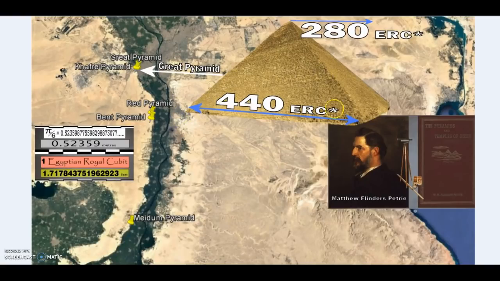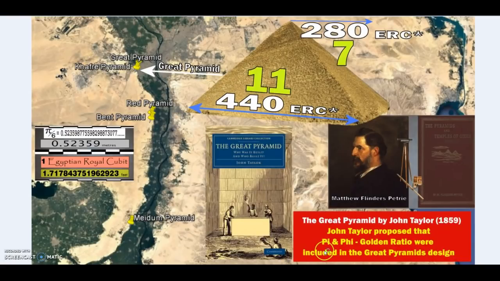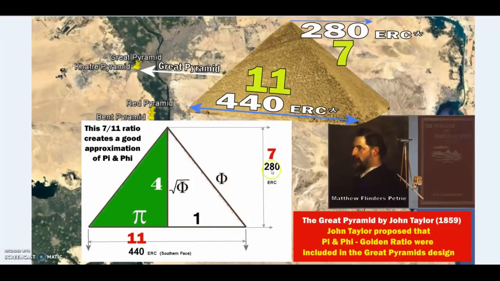So the Great Pyramid, 440 over 280 Egyptian royal cubits, that's a 7:11 ratio. In 1859, John Taylor was the first to publish the proposal that the Great Pyramid encodes both pi and phi, the golden ratio, or divine proportion. Now again, later surveys have shown that he was onto something. So, for instance, this is a cross-section of the Great Pyramid, and the 7:11 ratio, 11 wide, 7 high, creates very good approximations of pi and phi. Not exactly, but very good approximations.